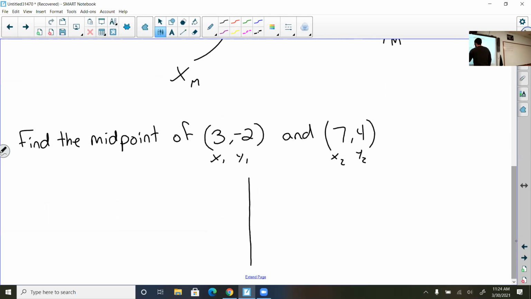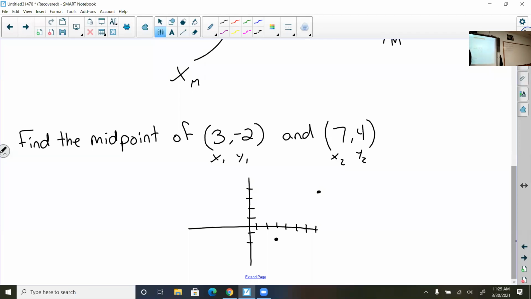I'm going to go ahead and visualize what's going on. So I have (3, -2) there, and (7, 4) right there. So here's my first point, there's my second point. I want to find what point is in between them.